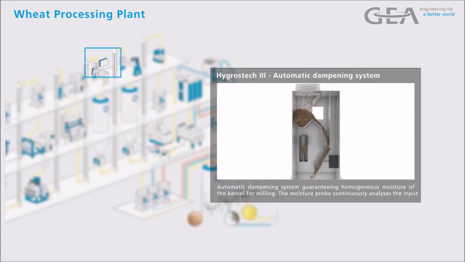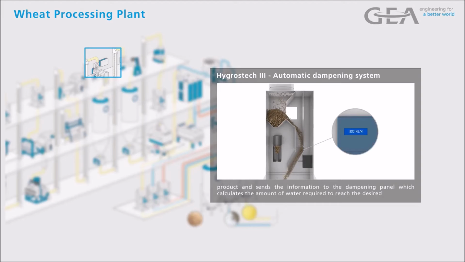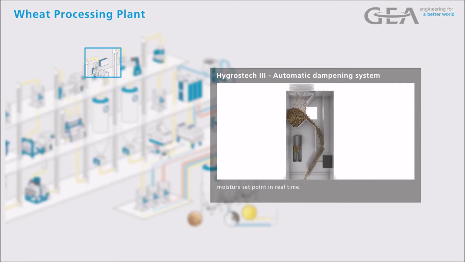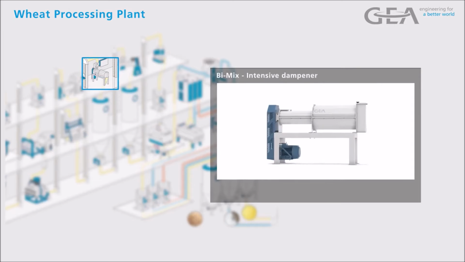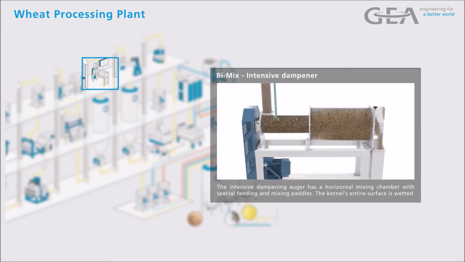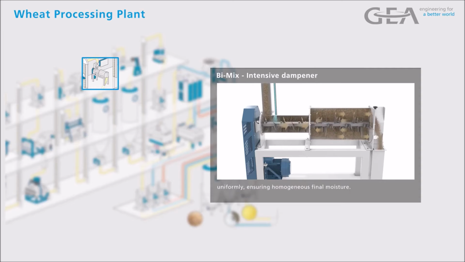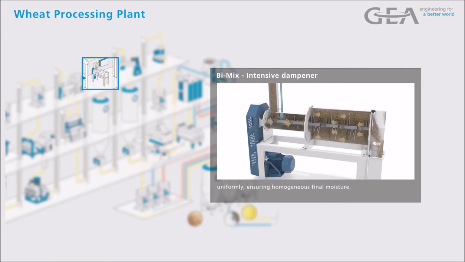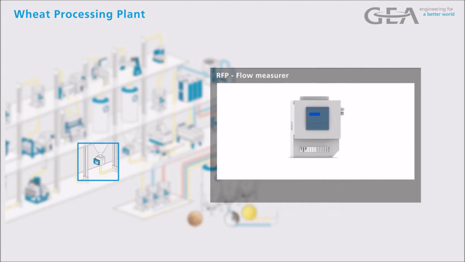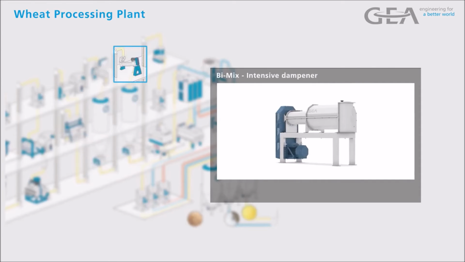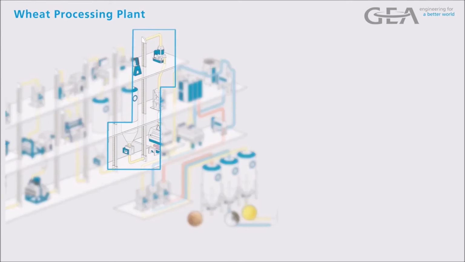The moisture probe continuously analyzes the input product and sends the information to the dampening panel, which calculates the amount of water required to reach the desired moisture set point in real time. B-Mix Intensive Dampener. The intensive dampening auger has a horizontal mixing chamber with special feeding and mixing paddles. The kernel's entire surface is wetted uniformly, ensuring homogeneous final moisture. RFP flow measurer. B-Mix Intensive Dampener.